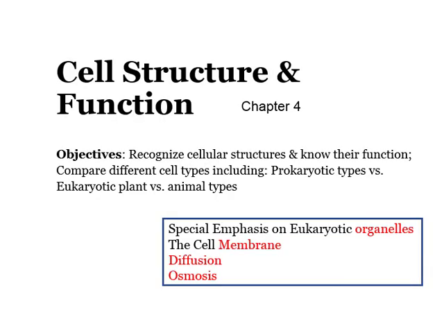Here our chapter objectives include recognizing cellular structures, and being able to list their function, sometimes there's more than one, comparing different cell types, including prokaryotic cell types, which include bacteria, versus eukaryotic cell types, which include plants, animals, fungus, and protists. So let's get started.